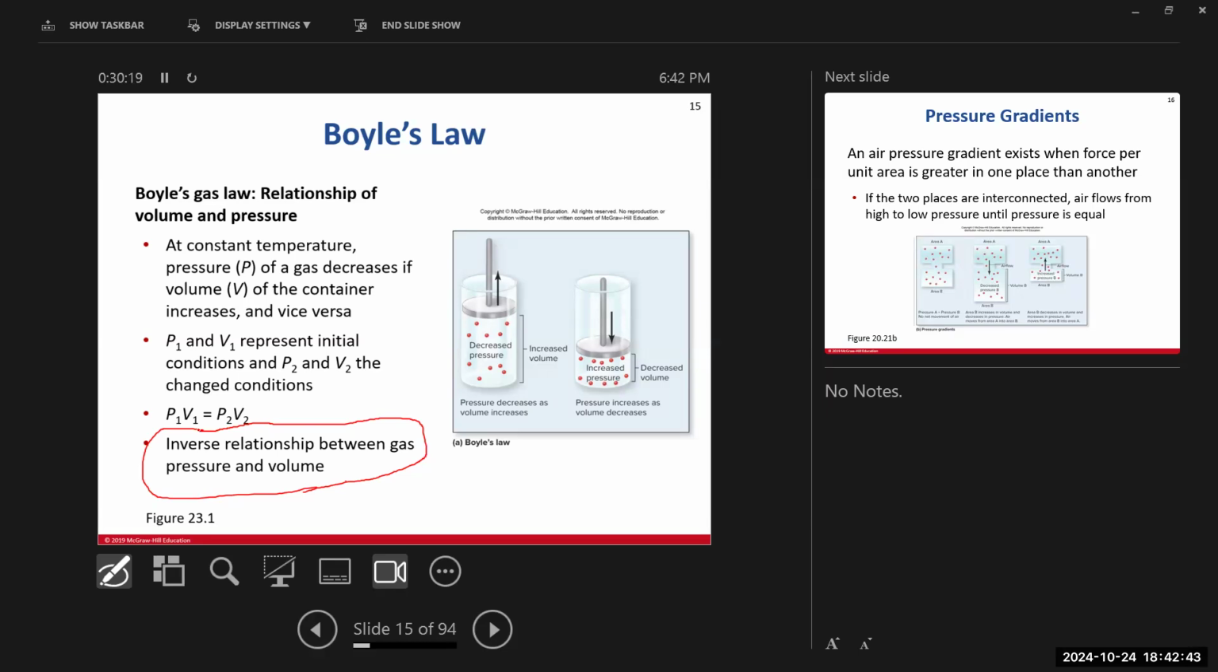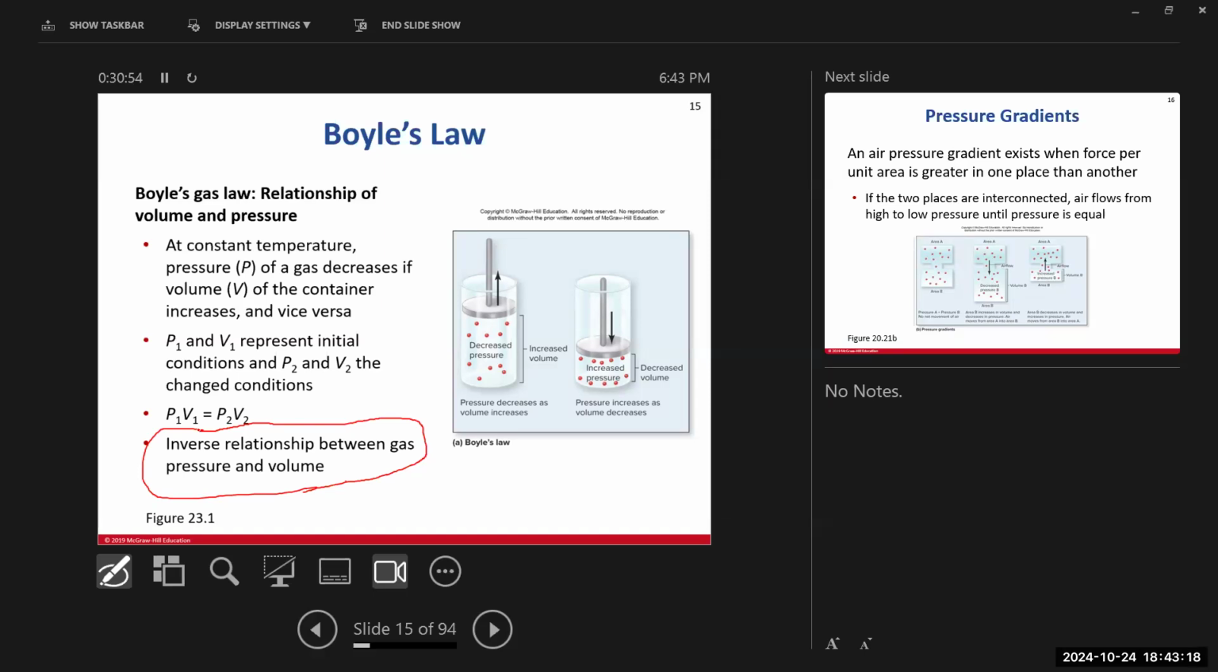And if you've ever done something like that with the plunger, you'll know what I mean, right? Because when you start to push it down there, you start to get some resistance because the pressure starts to build as you push that plunger down there, right? So if anything, memorize this concept that you have an inverse relationship between gas pressure and the volume of the space that it occupies. So if you increase the volume, you decrease the pressure. And if you decrease the volume, you increase the pressure.